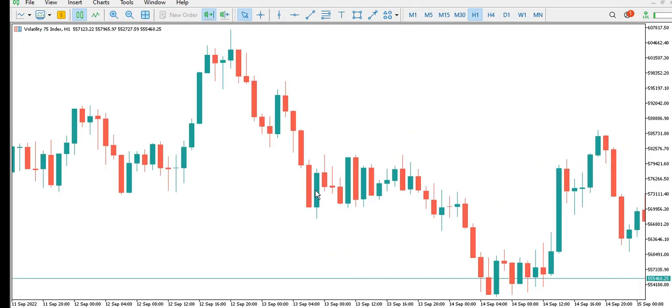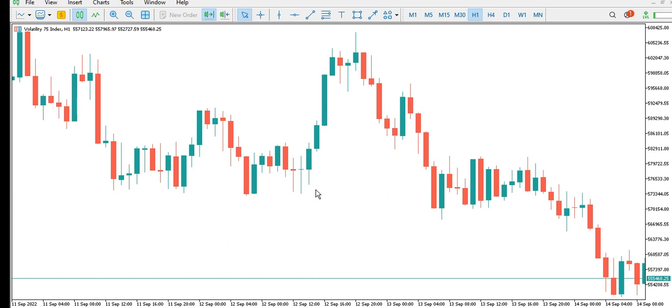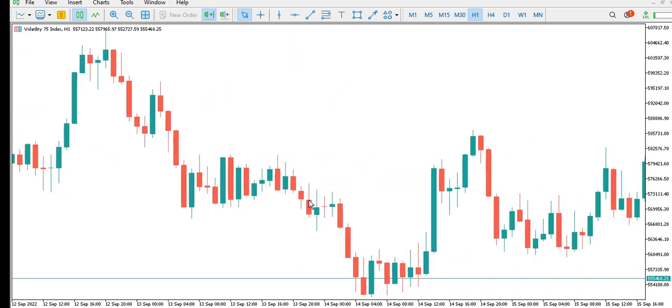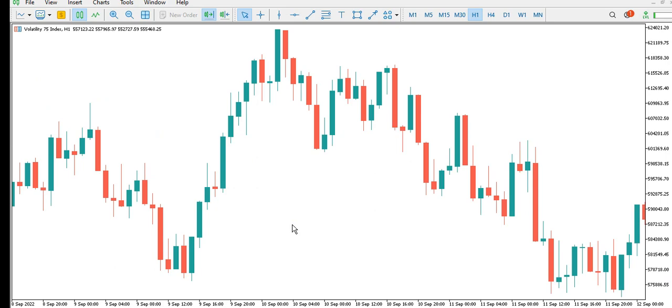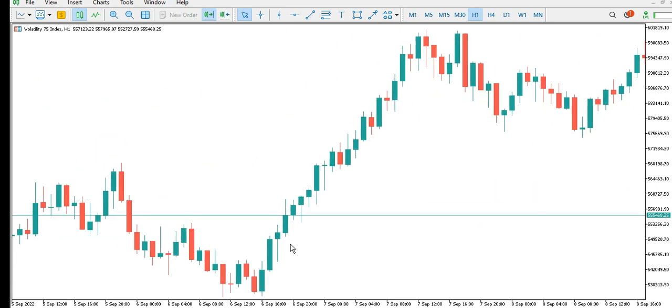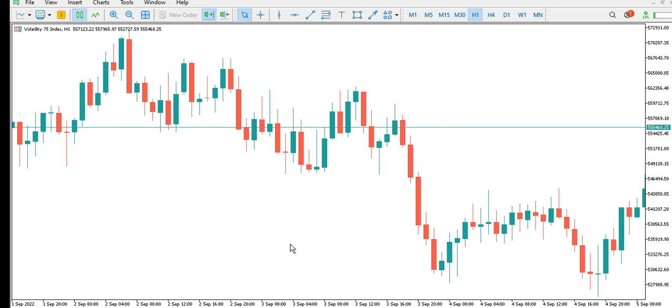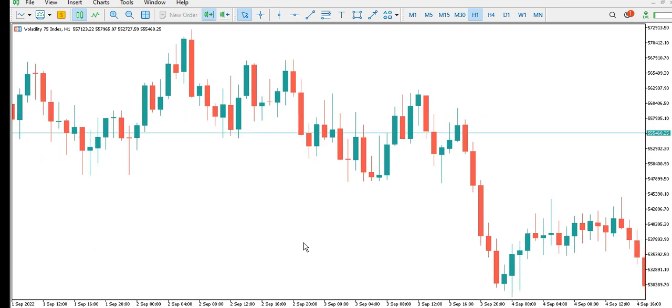Let me see if I can get an example here. This thing happens usually in a failure of market structure in a continuous trend, right? All right, here I have a sell stop liquidity. This is not a buy stop liquidity. What do we see? We see this failure of market structure here.